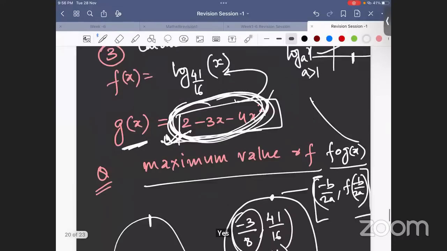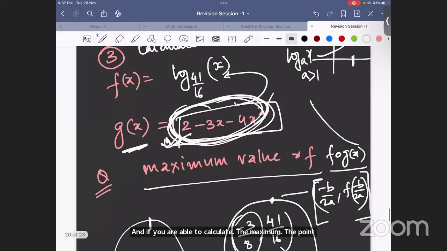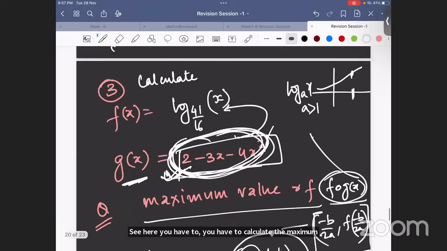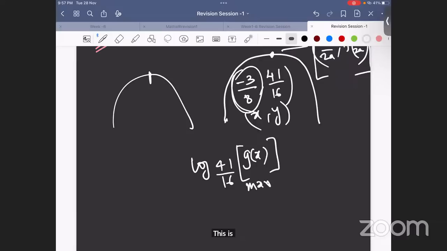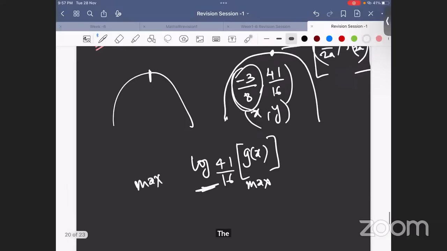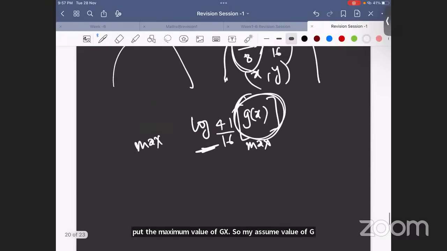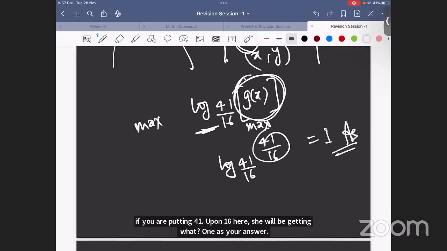And once you have the point at which you get the maximum value, you have to calculate the maximum value of f of g. So f of g will be what? In the function log base 41/16, you have to put g(x), correct? This is what you have to do. If you put the maximum value of g(x), you will get the maximum value of this function also, as this is an increasing function. So the maximum value of g(x) is 41/16. If you put 41/16 here, you'll get 1 as your answer. Correct?